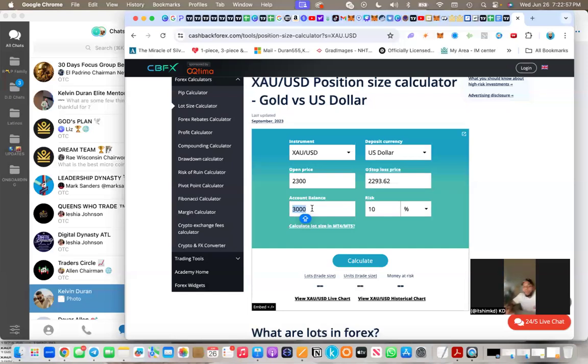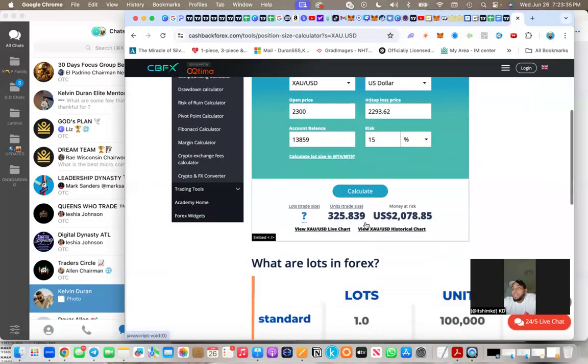And then it's gonna ask you, what is your account balance? So you put your account balance. You see my account balance, I have 13,859. And as the account gets bigger and you're trading with a bigger account, it's gonna ask you, what is your risk? You see my risk on this account is about 15. I like to tell everyone to stay between 10 to 15% of their account. Mine is 15%, right? And it's gonna tell me when I press calculate, what is my lot size that I should be using, okay?